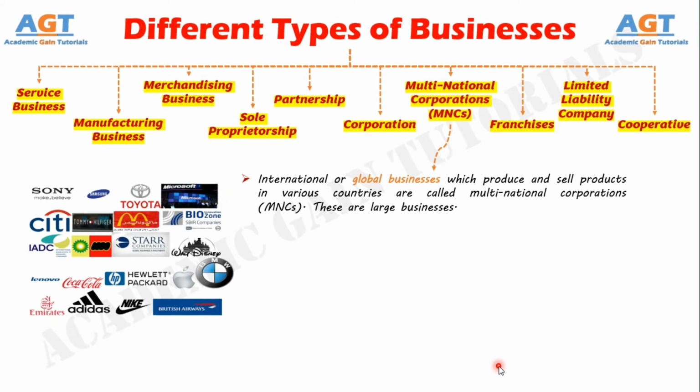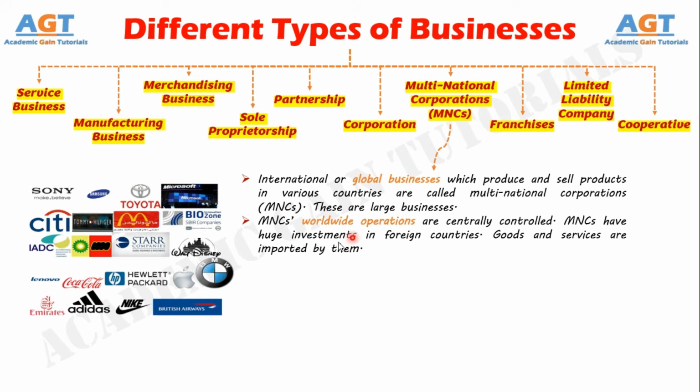Number 7. Multinational corporations, MNCs. International or global businesses which produce and sell products in various countries are called multinational corporations, MNCs. These are large businesses. MNCs' worldwide operations are centrally controlled. MNCs have huge investments in foreign countries. Goods and services are imported by them.